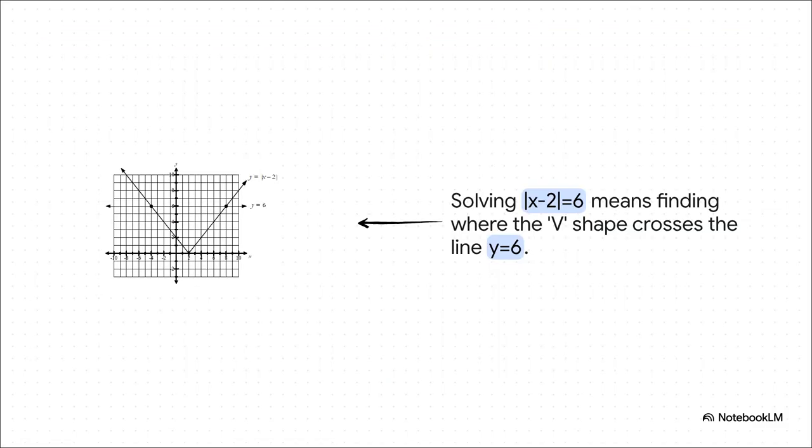And if you're a visual person, a graph makes this crystal clear. An absolute value equation creates this classic V shape. Solving it just means finding where that V crosses the horizontal line at y equals 6. And what do you see? It hits the line in 2 spots, plain as day. One at x equals -4, and the other at x equals 8. The graph doesn't lie.